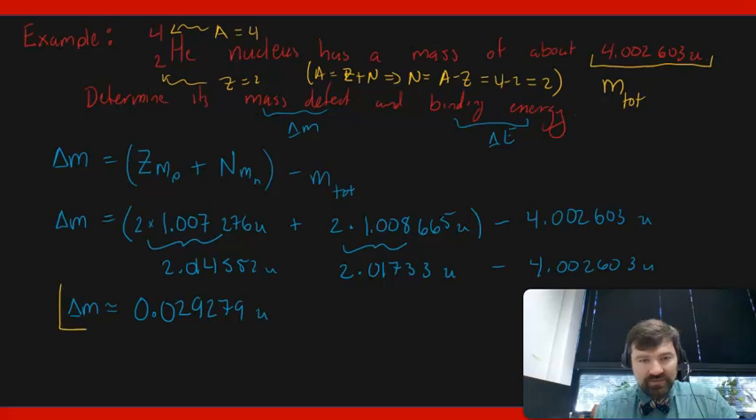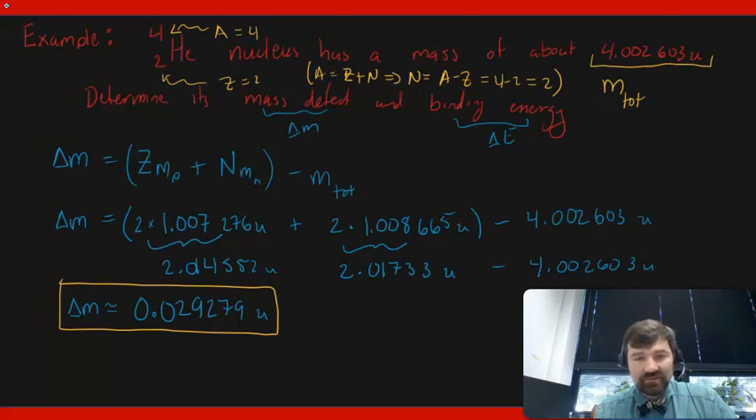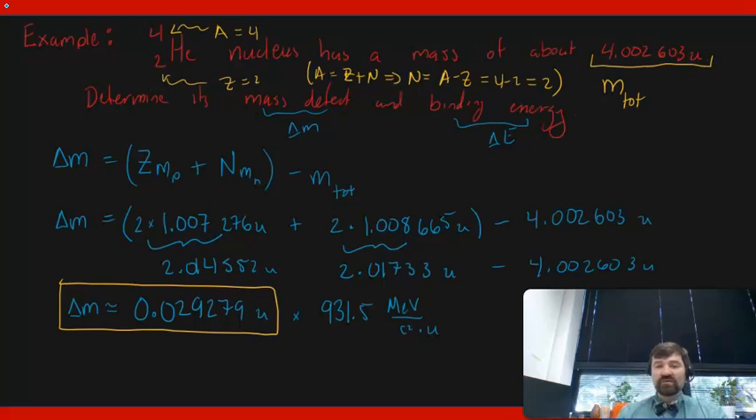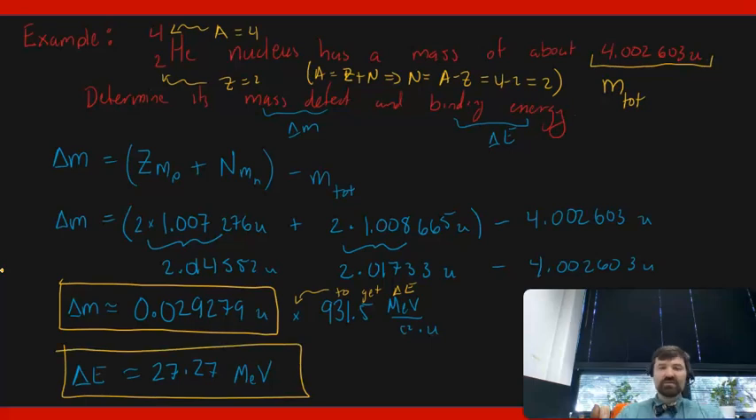Now to get the binding energy from this mass defect, we can multiply by approximately 931.5 MeV over c squared per U. And so that gets us a delta E of approximately 27.27 MeV. So that is your binding energy for that nucleus.